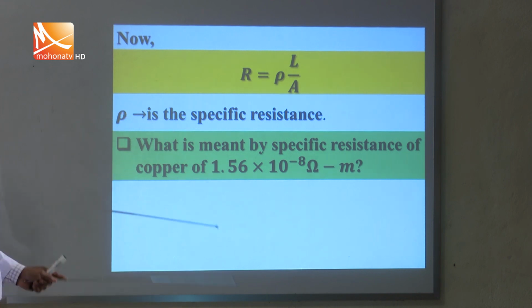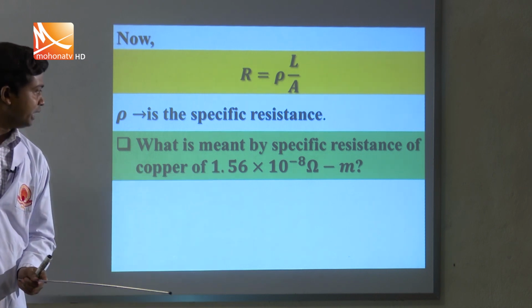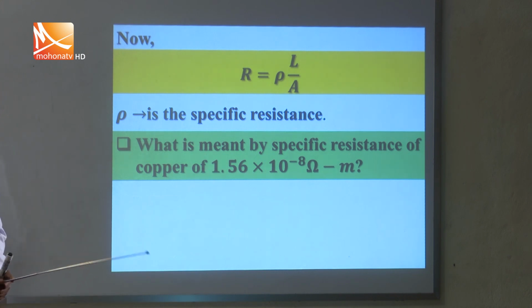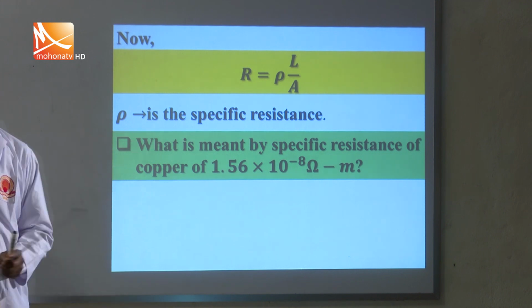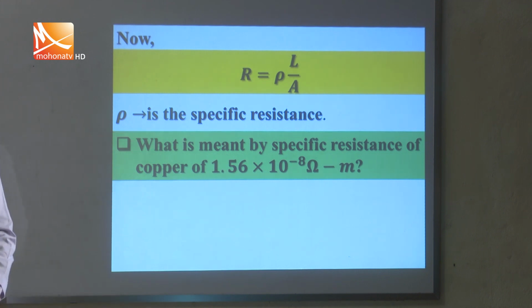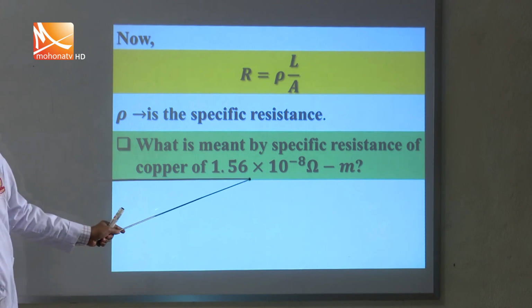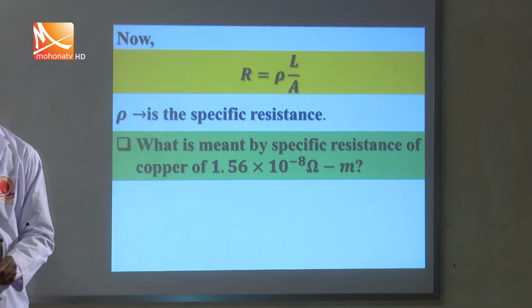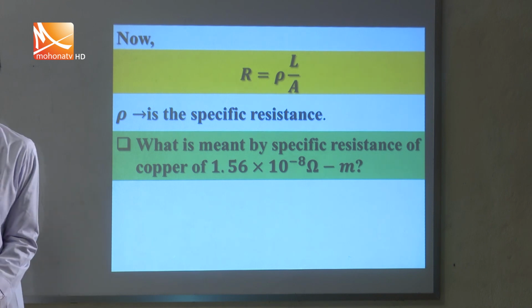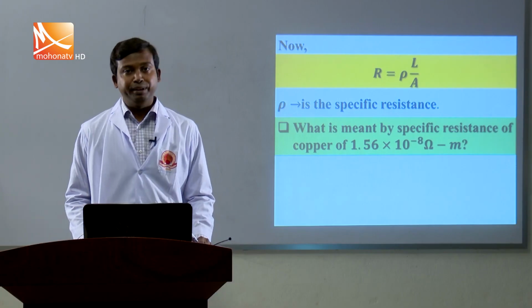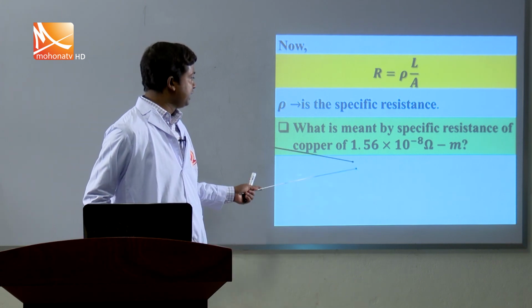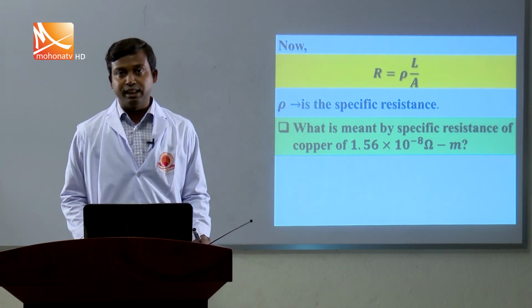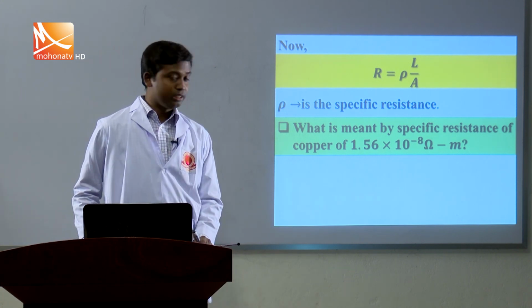What is meant by the specific resistance of copper being 1.56 into 10 to the power minus 8 ohm meter? It means that if the length of a copper wire is 1 meter having 1 meter square area, then the resistance of the conductor will be 1.56 into 10 to the power minus 8 ohm. I repeat, if the length of the copper wire is 1 meter having unit cross-section area at a particular temperature, then its resistance will be 1.56 into 10 to the power minus 8 ohm.